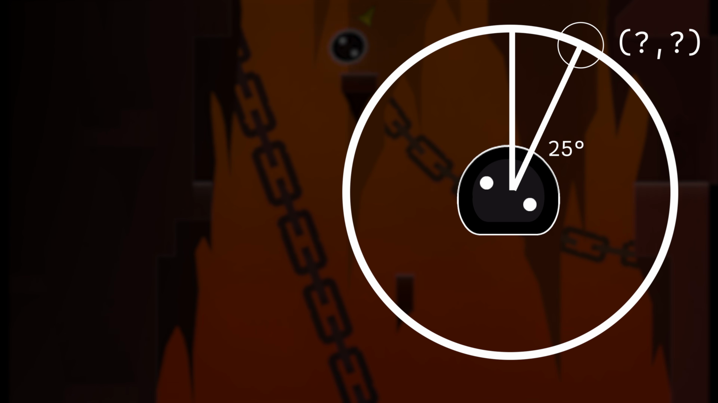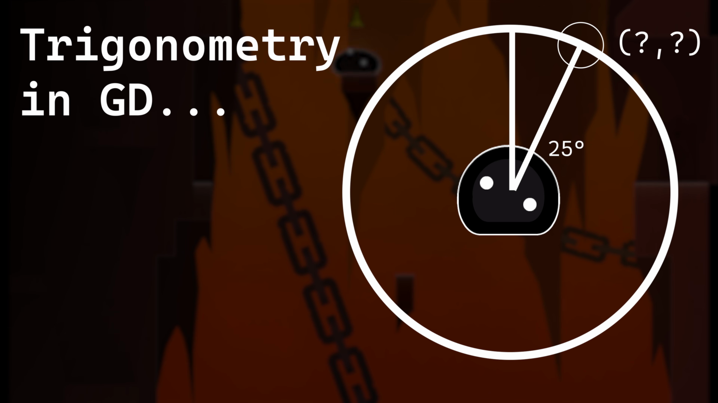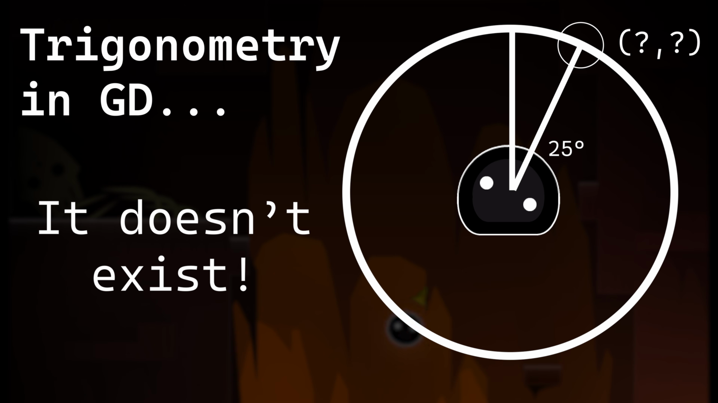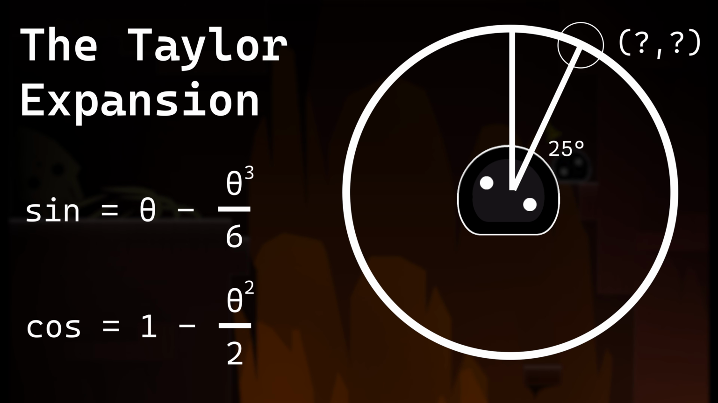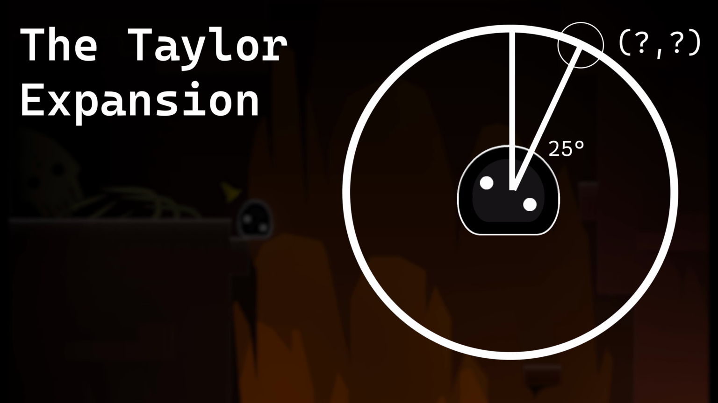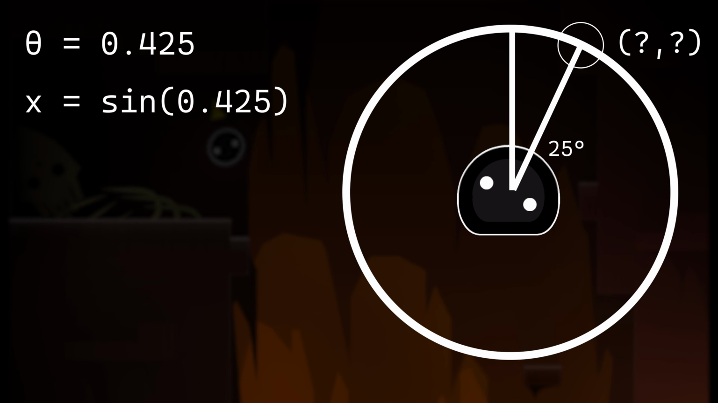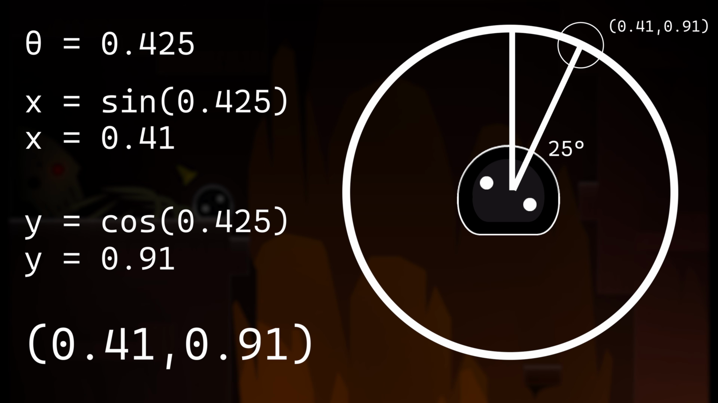Here's our first fun GD quirk. Sine and cosine don't exist in game. You can't calculate it natively, so you have to do it manually by doing what is called the Taylor expansion, which is basically this. Plugging in everything gives us our answer. For angle 25, we intersect with our circle at 0.41x and 0.91y.